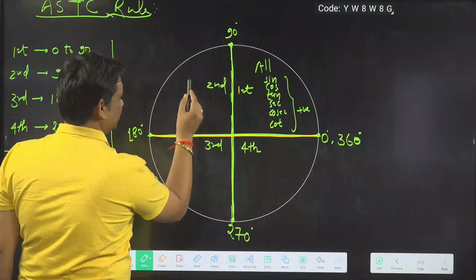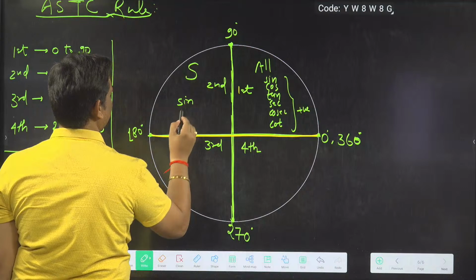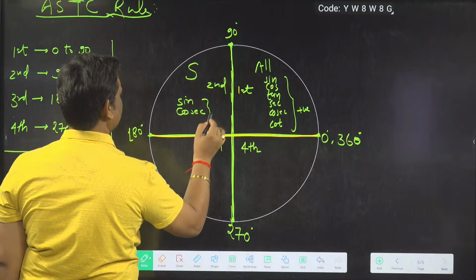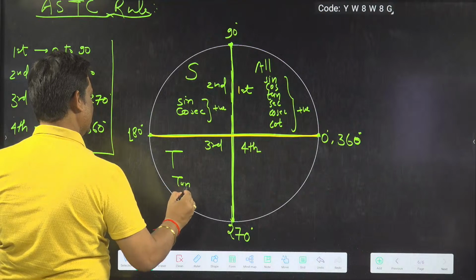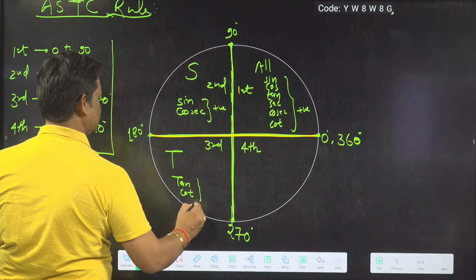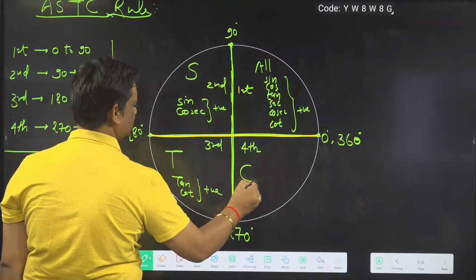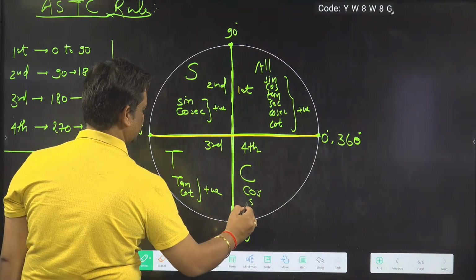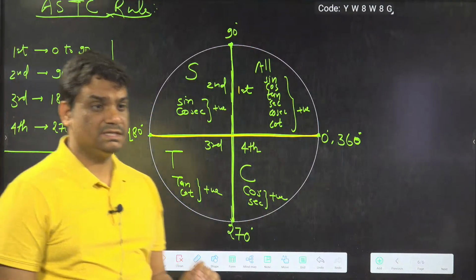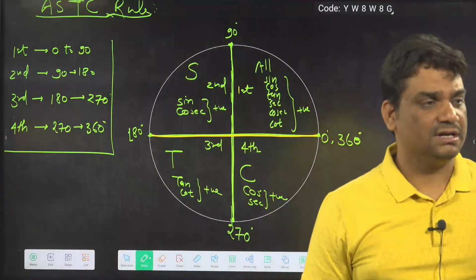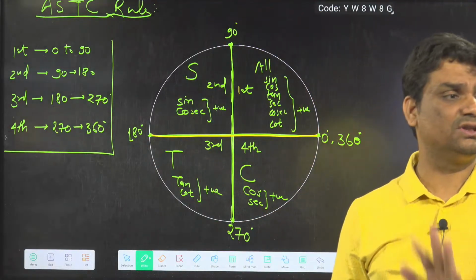In the second, S means sine and its reciprocal, cosec. These are positive. Then third is T, meaning tan, and cot. These are positive. And then fourth is C, which is cos as well as sec. These are positive. So in the first all are positive, in the second sine is positive, I'm not talking about the reciprocal, in third tan is positive, in the fourth cos is positive.